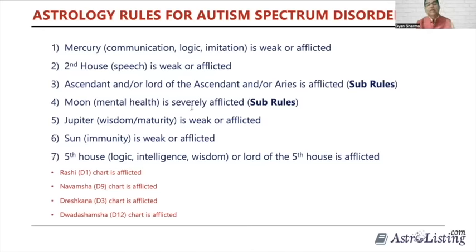So these are the 7 rules I have discussed, and I have analyzed these 7 rules on 4 types of chart. One is the Rashi chart, which is D1, then the Navamsa chart, the D9 chart, and then the D3 and D12 charts. They are also very useful to analyze any medical issues. For any type of medical problem, the D3 and D12 charts must be seen. So now I'm going to explain the sub rules for the ascendant and the sub rules for the moon. In the next slide.